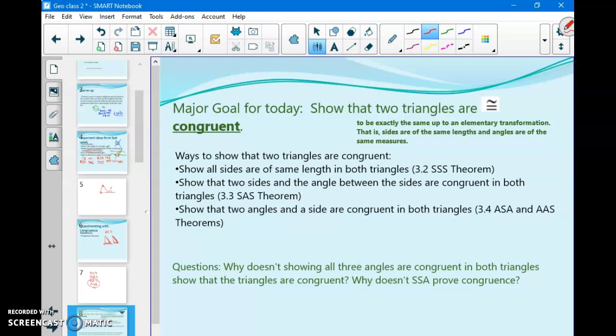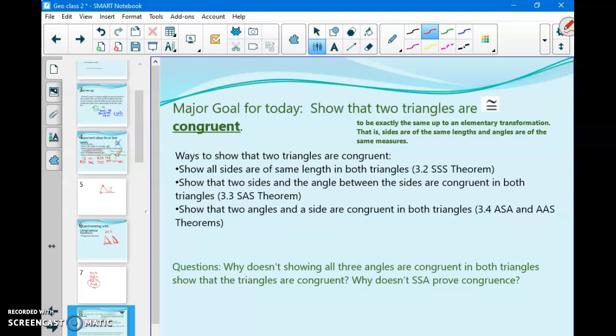When we talk about lengths, we're talking equals. When we're talking about congruence, we're talking about lines and segments and angles and stuff that are the same. Congruent means they're on top of each other. Equals means they have the same measure.